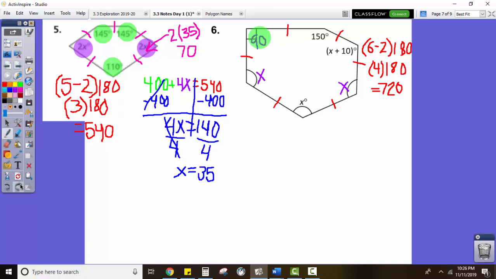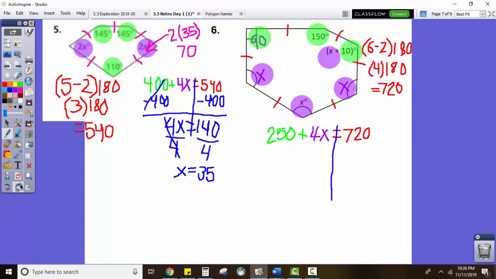Okay, then what I'm going to do is take the degrees that are given and add them up, 90, 150, and 10. If I add those together, 90 and 10 is 100, plus 150 is 250. And then I'm going to collect all of the variables that I have. So I have an x, another one, and another one. So that is 4x. I'm going to write plus 4x, and then equals 720, because that's how many degrees are in this hexagon. Then when I solve, take away 250 on both sides.